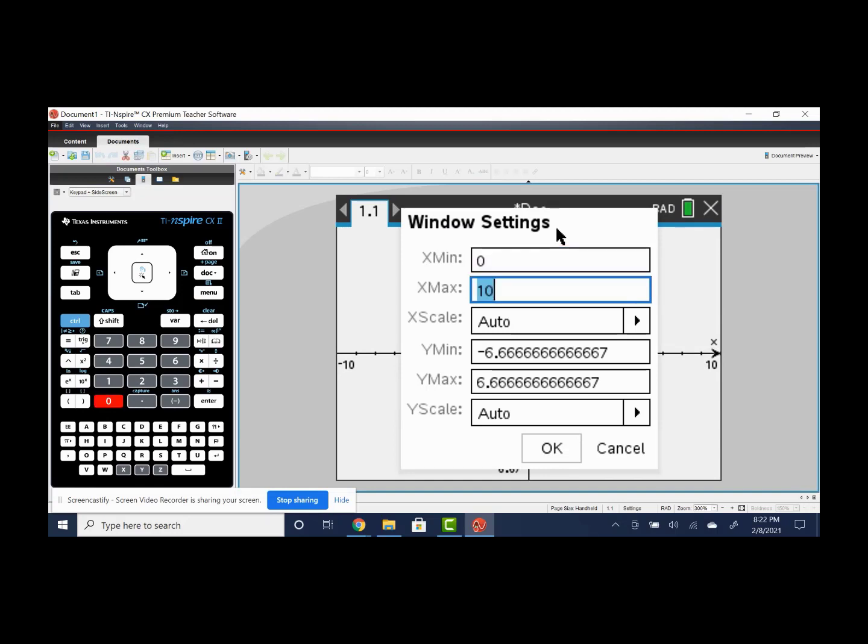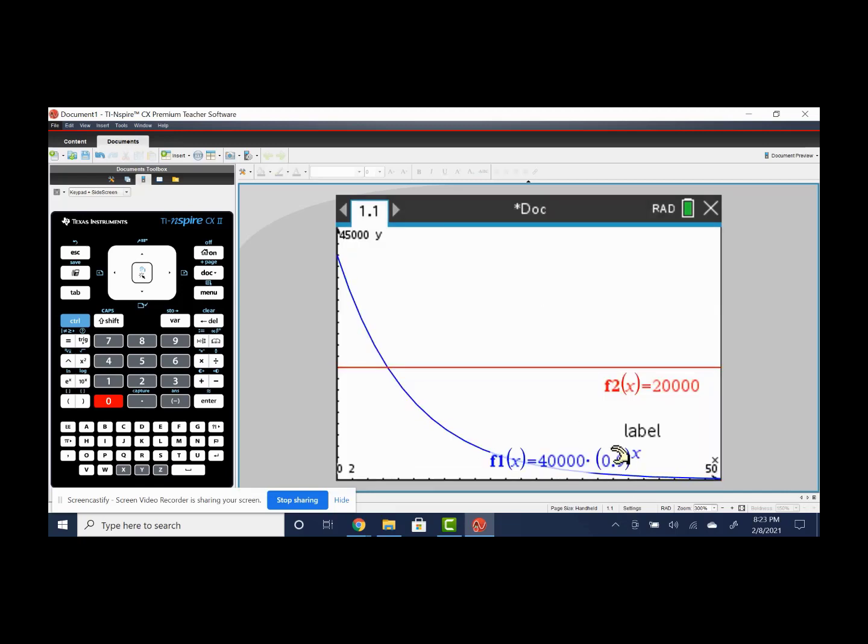Now for this, take a guess. Do you think it's going to be in your lifetime or not in your lifetime? So this is usually what I tell my kids. If you think it's in your lifetime, go with 50. If you don't think so, go with 100 and then change from there. So I'm going to go with 50. And then for my y, the amount of money, we're not going to have negative money in a safe. And the most money that was in the safe was $40,000. So let's say we'll go to $45,000 just so we have a good view of it. And we hit OK. And there are our two graphs.